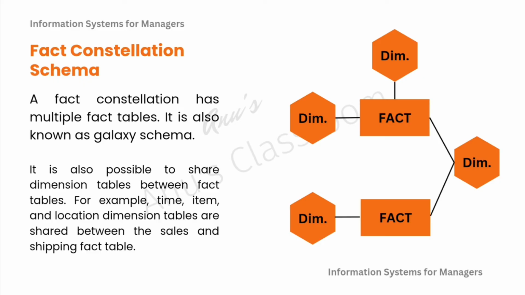That's the reason. So coming to the fact constellation schema. A fact constellation will have multiple fact tables, and therefore it is also known as a galaxy schema. It is possible to share dimension tables between fact tables as well.